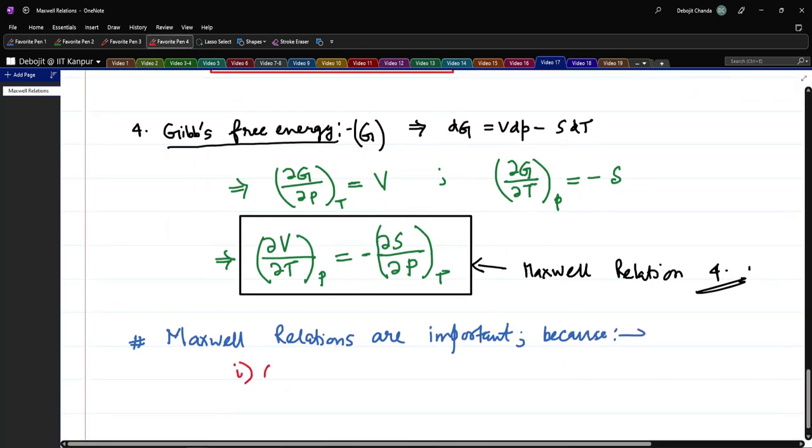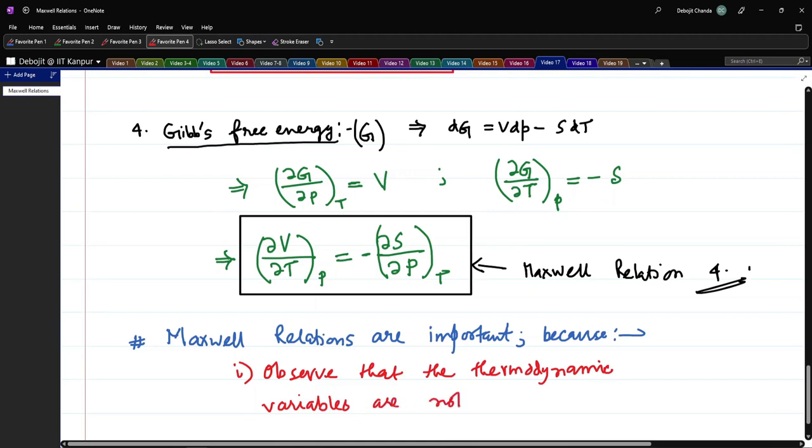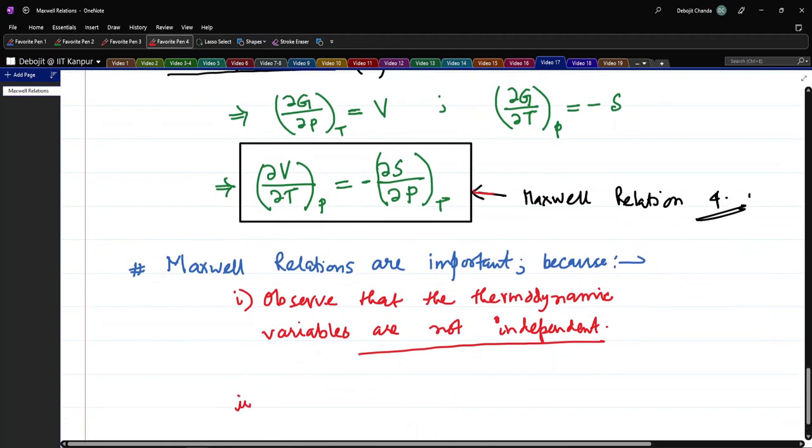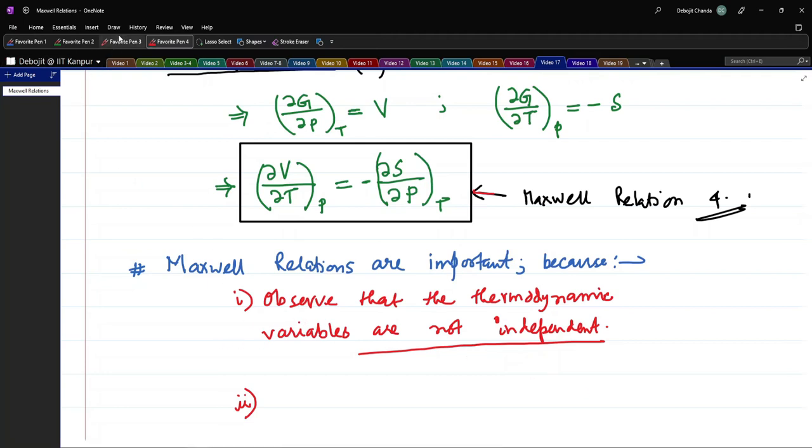First is to observe that the thermodynamic variables are not independent. So this is one huge observation, that all the thermodynamic variables, they are not independent. For example, we can see that V, T, S and P, they are connected using this Maxwell relation number 4. So that is one of the importance of Maxwell relation, to help us see that all the thermodynamic variables are not independent.